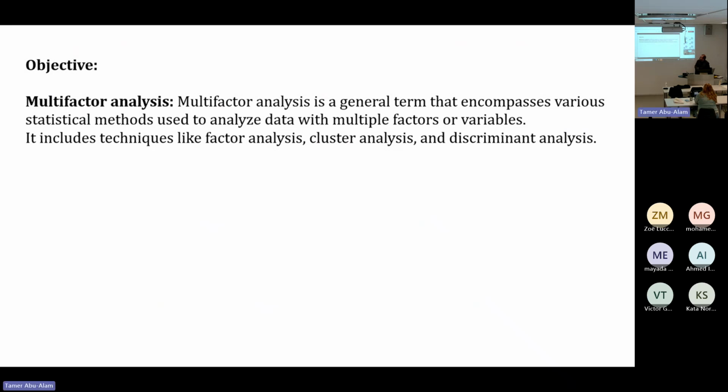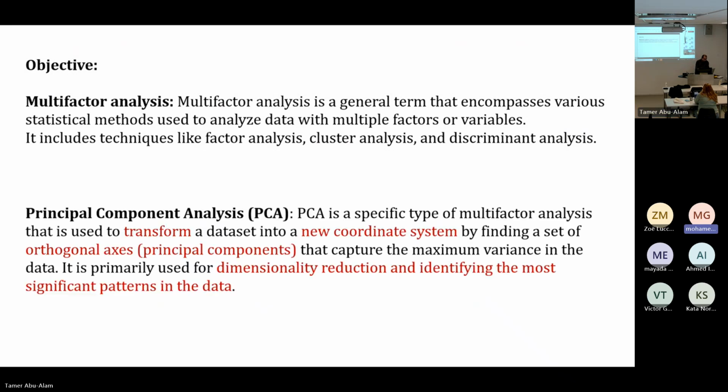Multi-factor analysis is a general term that encompasses various statistical methods used to analyze data with multiple factors or variables. It includes techniques like factor analysis, cluster analysis, and discriminant analysis. So the cluster analysis that we did in the previous lecture last week is part of multi-factor analysis. This is important. Principal component analysis is a specific type of multi-factor analysis.